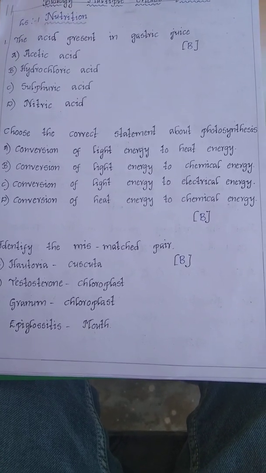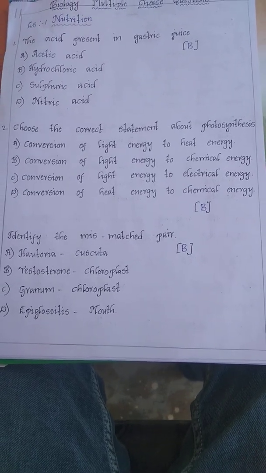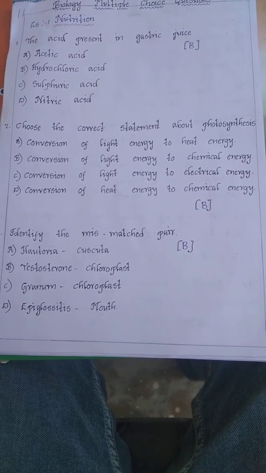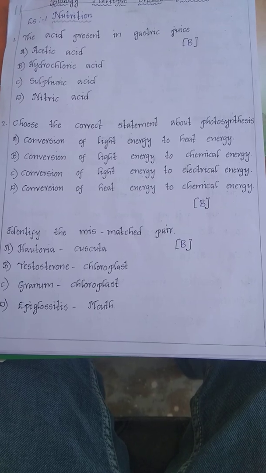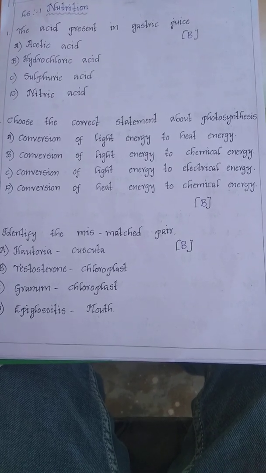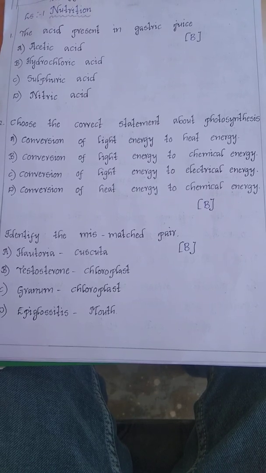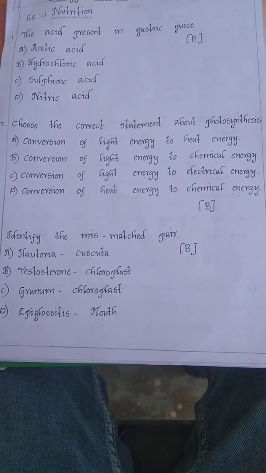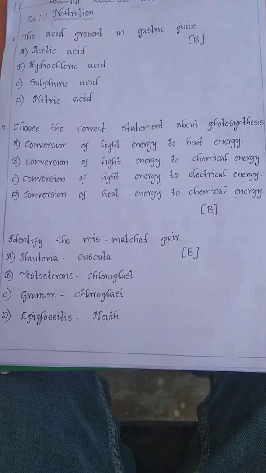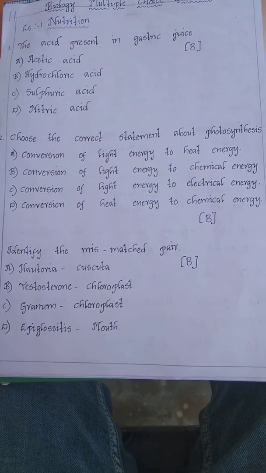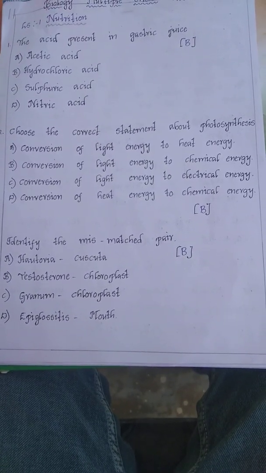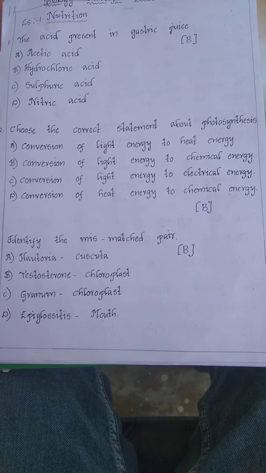Now coming to second bit, choose the correct statement about photosynthesis. What will happen during photosynthesis? Conversion of light energy into chemical energy, right? So the option is what? Option B, which is the correct answer, conversion of light energy to chemical energy.